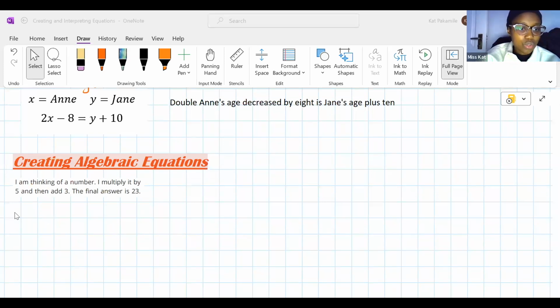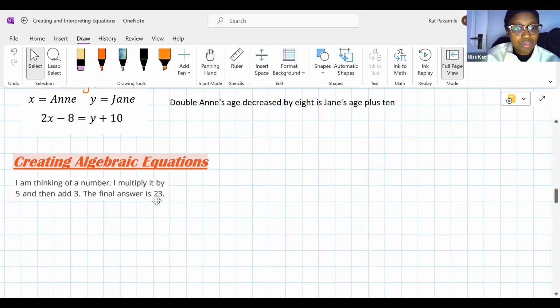Let's see how this goes. So I'm thinking of a number. If you multiply it by 5 and then add 3, the final answer is 23. Tell me, guys, what should I write? How do I write this? You can choose any variable. So if you decide that this number is N or M or L or T, that is okay. What do I write?